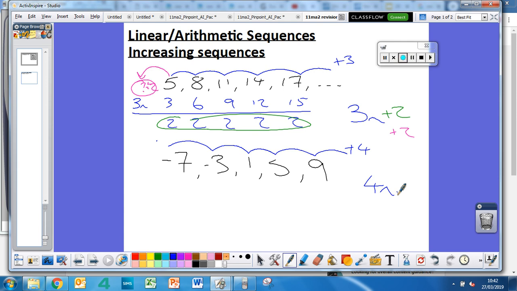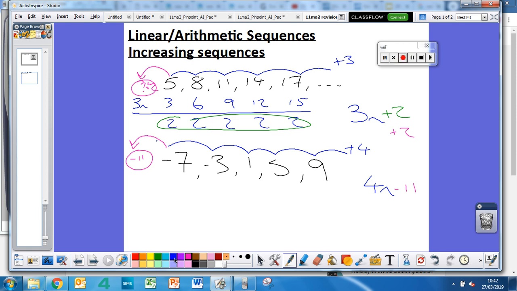The quick and easy method that lots of us use is just to say what would have come here. It's going up in 4s this way, it's going down in 4s this way, so this would have been a -11. So you get 4n minus 11.